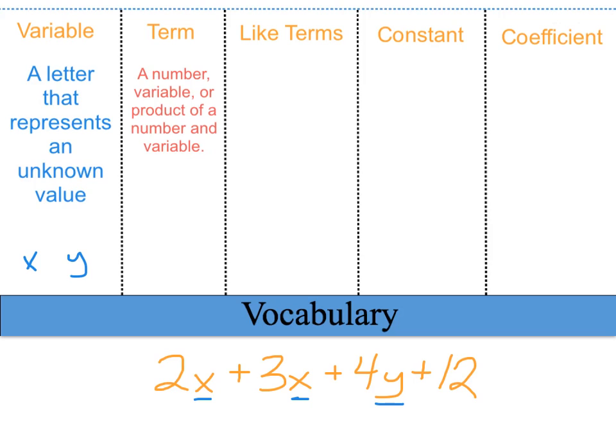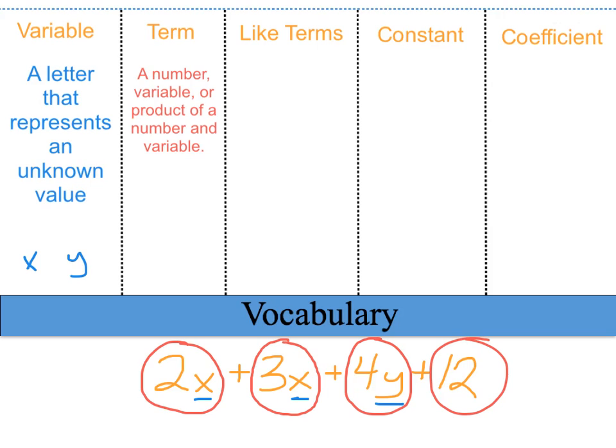A term is a number, variable, or product of a number and a variable. And terms are usually separated by plus or minus signs. So for example, this is one term because that's a product of a number and a variable. Separated by another plus sign is another term. Here's another term and another term. So this particular algebraic expression has four terms. The first term was 2x, the second term was 3x, the next term is 4y, and the last term was 12. So there are four terms here.